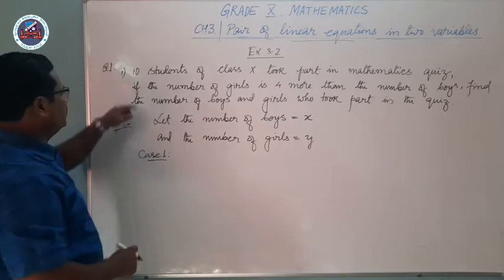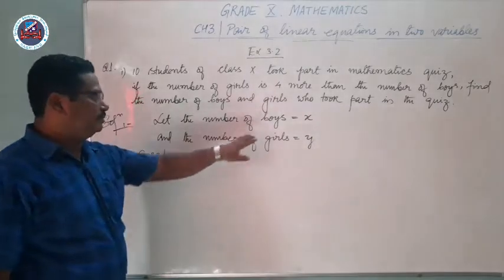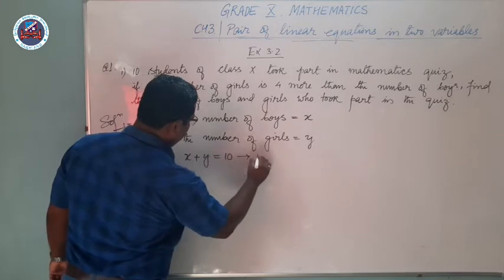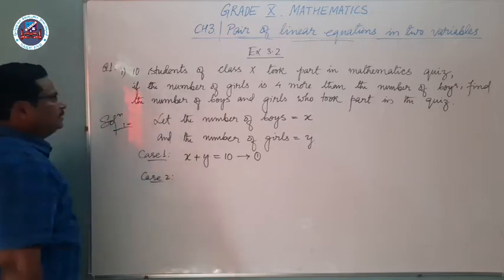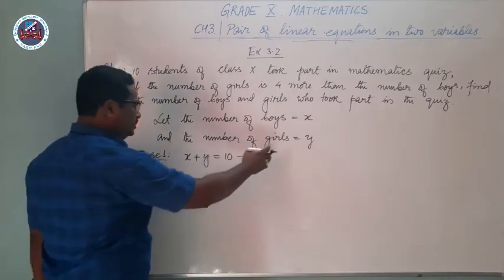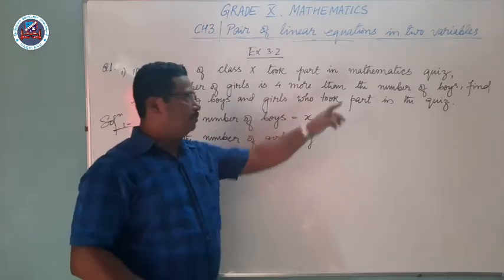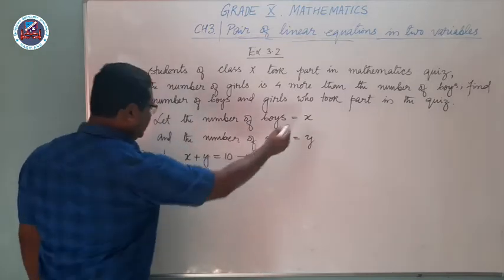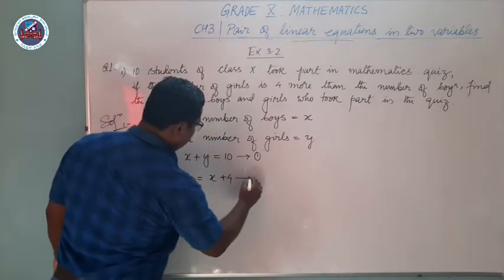By looking at the equation itself, total number of students is 10. So we know that x plus y is 10, because number of boys plus number of girls together is given as 10. I'll put equation number 1. Then case 2, we'll have to read the sentence. The number of girls, that is y, is 4 more than the number of boys. Number of boys, how many are there? x. So it will become y equal to x plus 4. This is equation number 2.